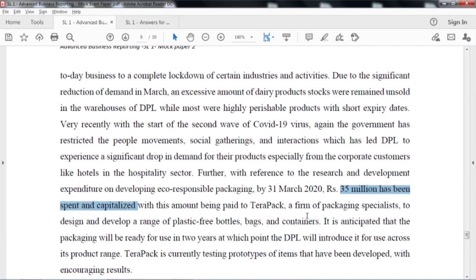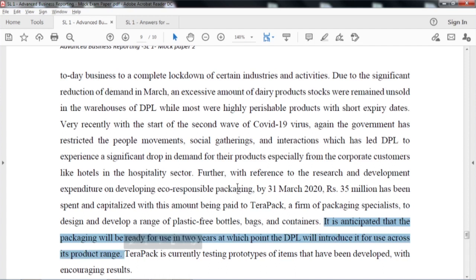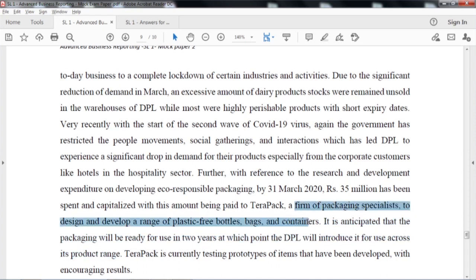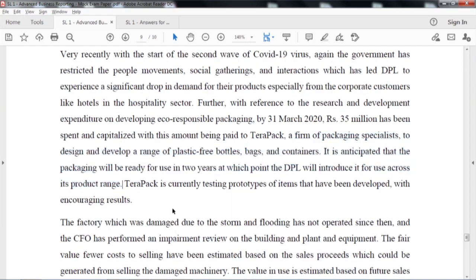So, based on that only we can decide the capitalization, right. Now, what is given here? It is anticipated that the packing will be ready for use in 2 years time, at which point the company will introduce it. So, now we really do not know whether it is technically proven, because they have not given that. So, you can easily write in your answer that only then can we capitalize, because the case study is silent on that.